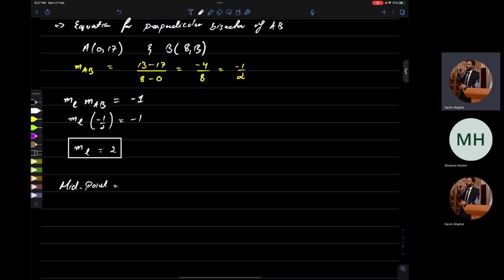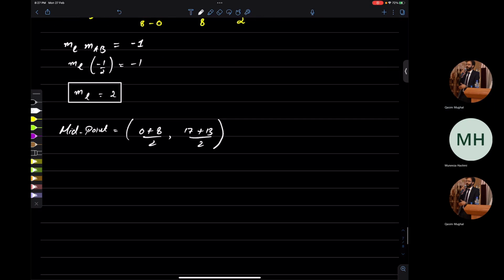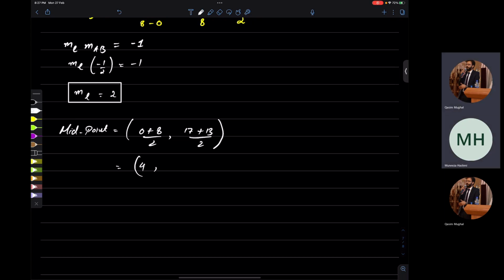So midpoint would be... let me just do the calculation properly. So 0 plus 8 over 2, and then 17 plus 13 over 2. So that would leave you with 4 and 15, I believe. Got it? Yeah, 4 and 15. So that's the midpoint.